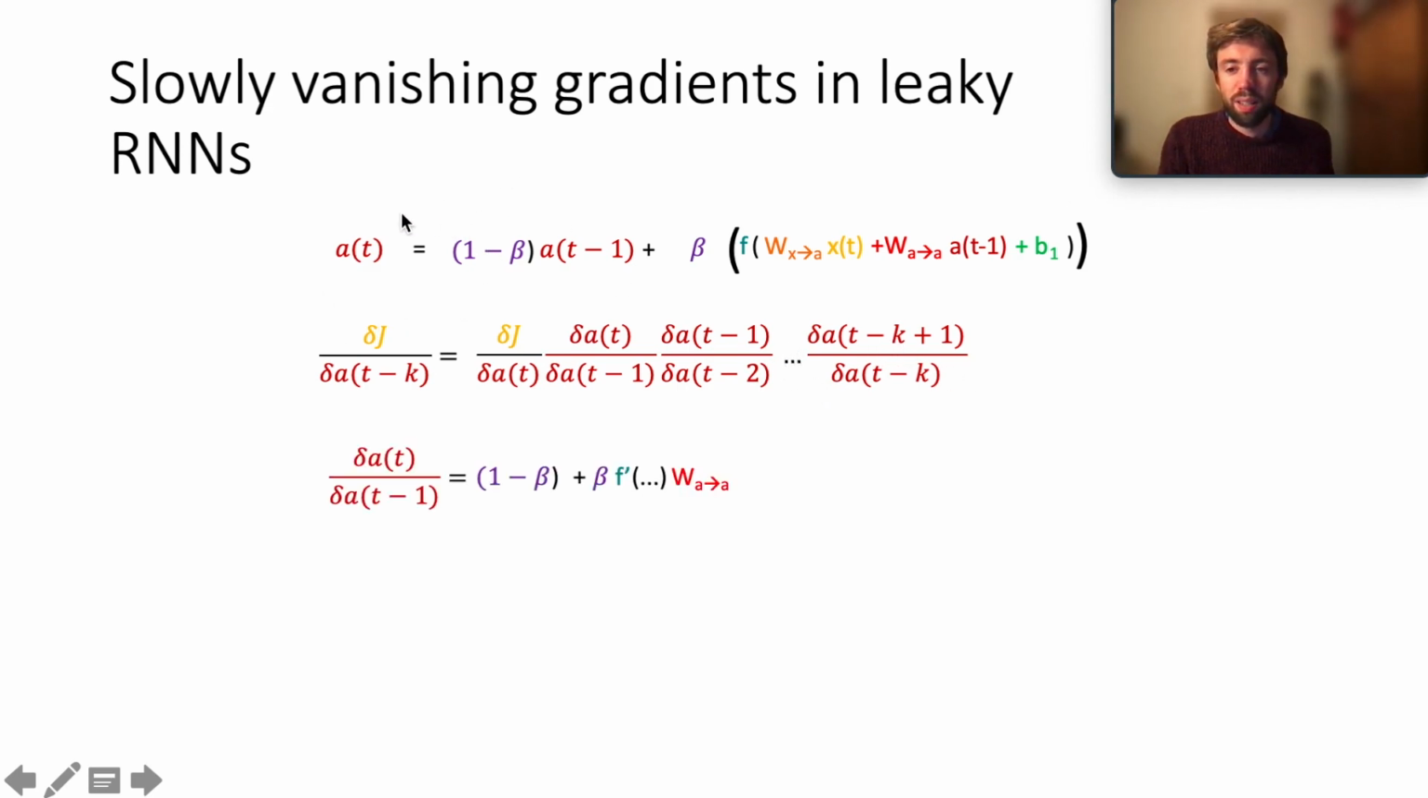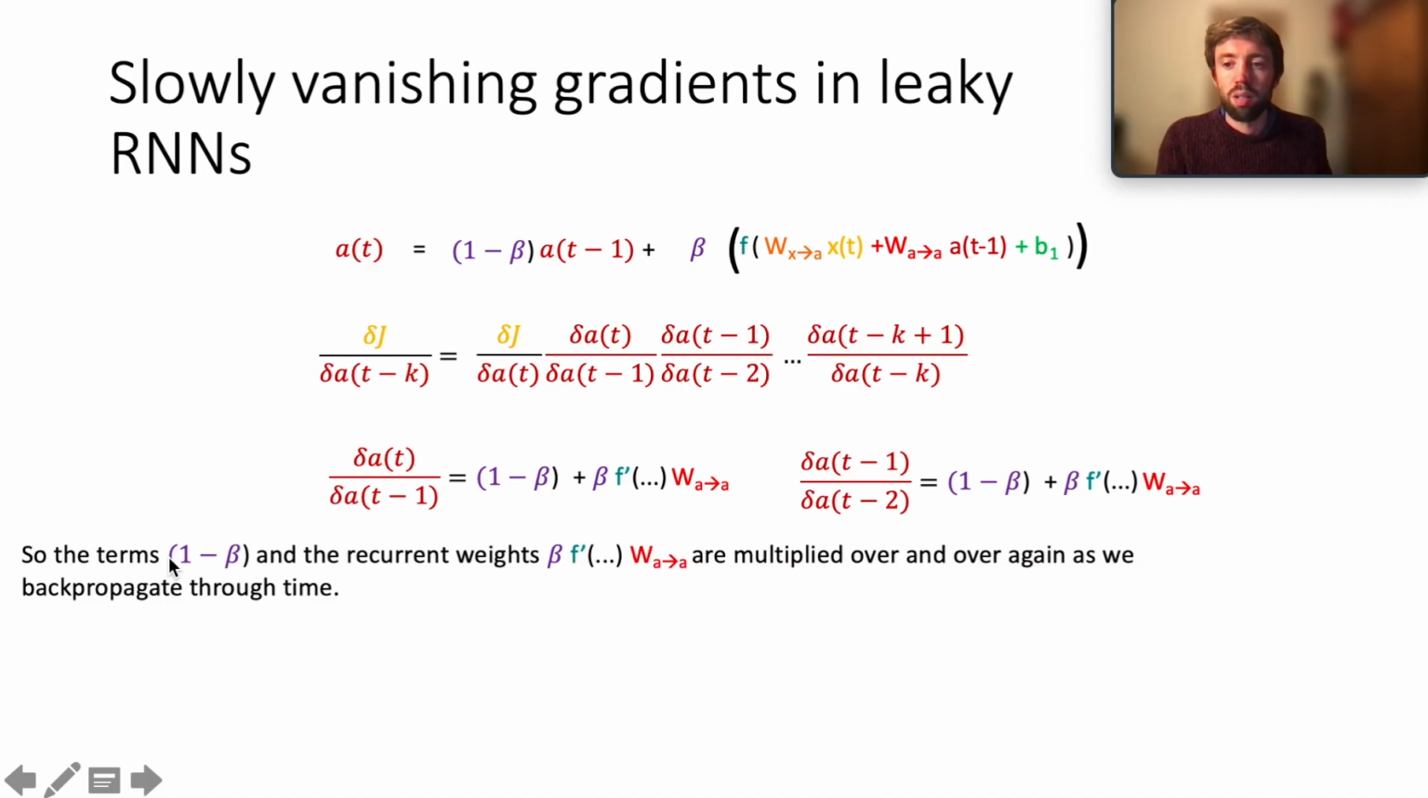Now we can see that if we take the partial derivative of a_t with respect to a_{t-1}, we're going to get 1 minus beta here. And on the right hand side, we're going to get the derivative of our activation function times the recurrent weights times beta. We're going to see the same term again when we move one step further back in time, and we're going to have to multiply these things together many times. So the terms 1 minus beta and the recurrent weights are multiplied over and over again as we backpropagate through time.